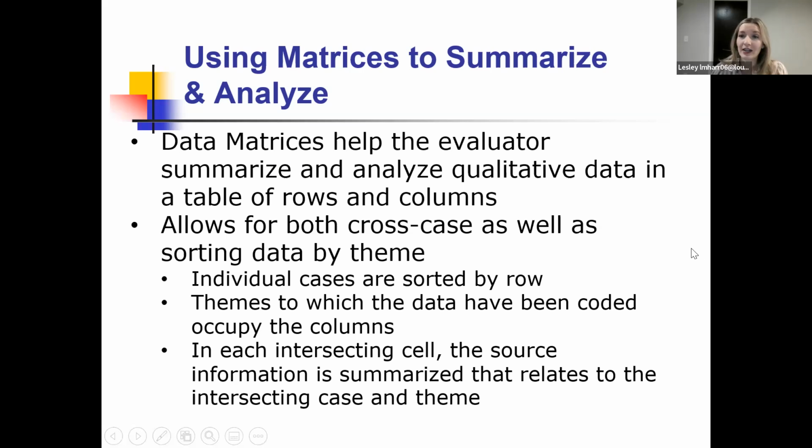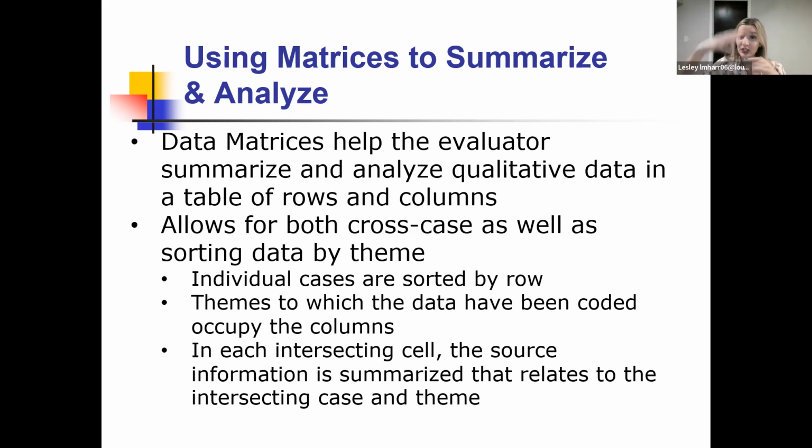So what are data matrices? They help the evaluator summarize and analyze qualitative data in tables and columns. You can do this in Excel or in Microsoft Word, but just visualize a table with rows and columns. This allows for both cross-case analysis as well as sorting data by theme, and I'm going to show you a demonstration of this in a minute. The individual cases are sorted by row, so you essentially have participant A, participant B, participant C, and you can give them all code names. And then the themes in which the data have been coded occupy the column.